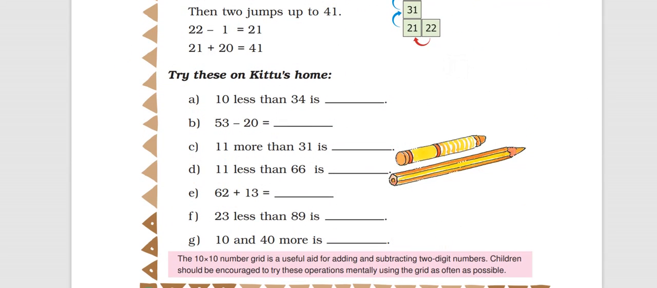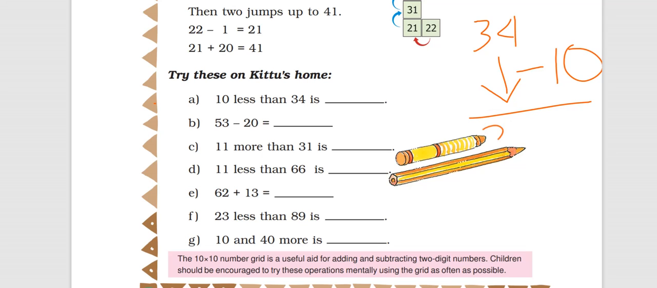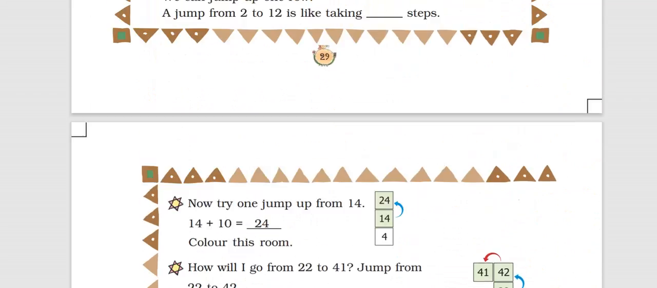Okay, now the first one we have is 10 less than 34. So 10 less than 34. You have 34 here and you are going one step down, which is 10. When you go one step down, you come down to 2 tens and the ones place will stay the same. It is 24. Let's look at it here.